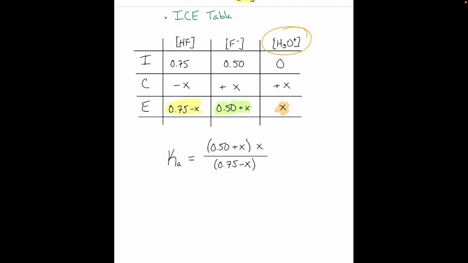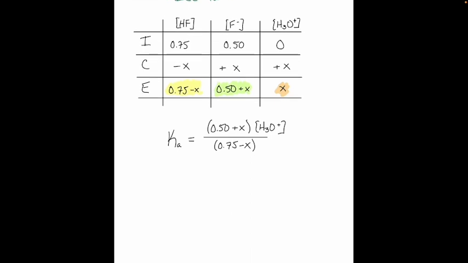So I'm going to go ahead and put that hydronium ion concentration in for X as a variable, and we're going to solve for that. We're just going to do some algebra, rearrange, solve for that hydronium ion concentration, because that's what I'm after in these problems. So in order to do that, I have to multiply both sides by that 0.75 minus X, and divide both sides by that 0.5 plus X.